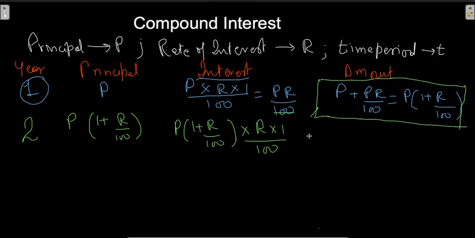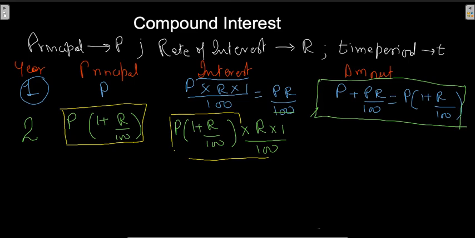So what becomes the amount? Let me color it. Let's take yellow. We're going to add this principal and this interest, which will give us the amount for the second year. If you see, we are adding this expression and this expression, and it is identical. So when we add them, we can take P into 1 plus R over 100 as common.